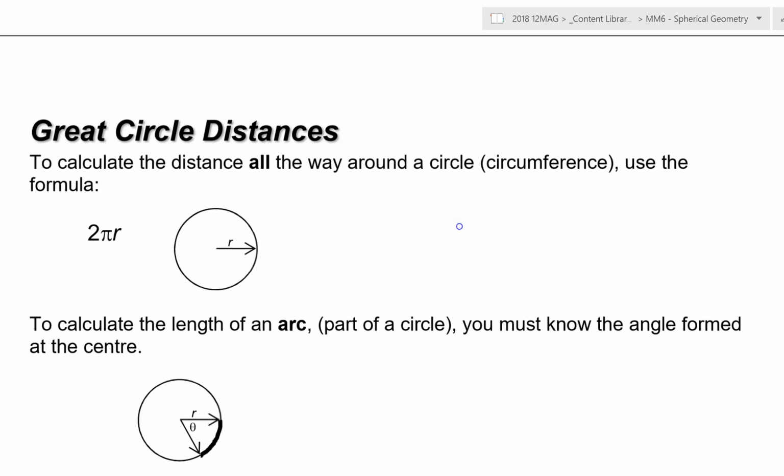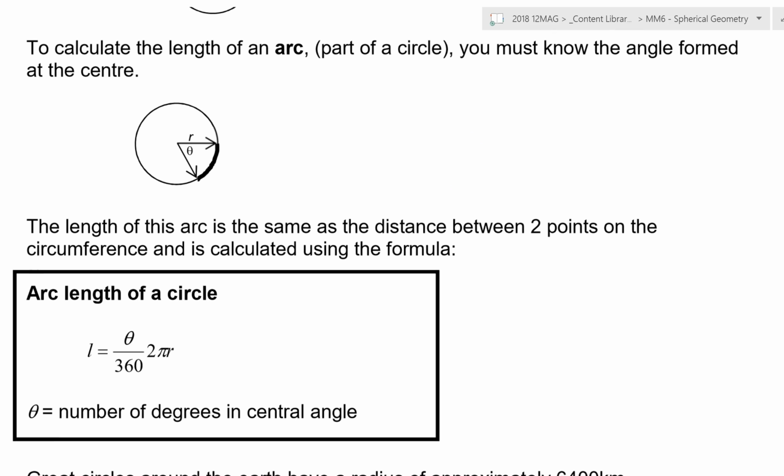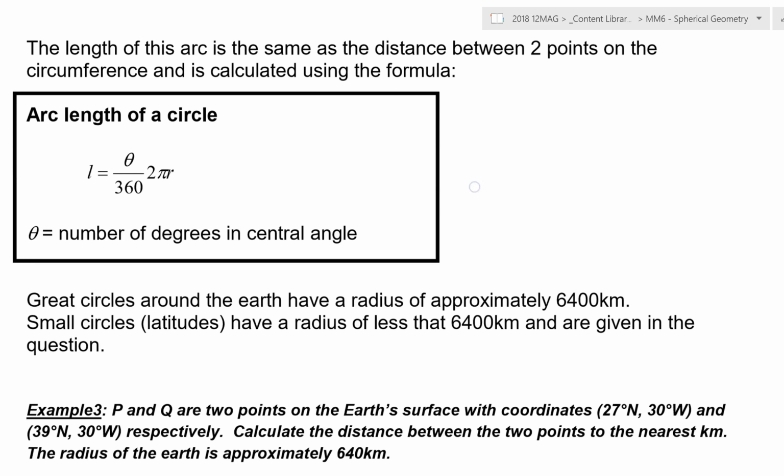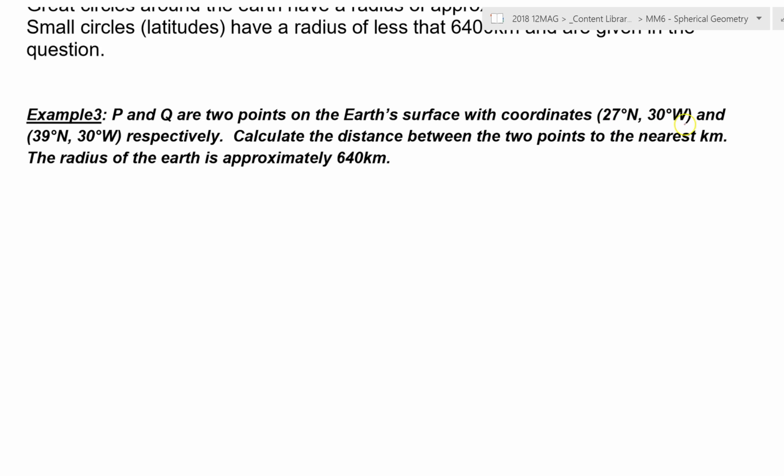Next up, great circle distances. Right? Theta over 360 times 2 pi r, and r for us is always going to be 6,400 kilometres. It's on the formula sheet. Now, here we are, P and Q. I have these coordinates. Notice again, 30 degrees west, 30 degrees west.